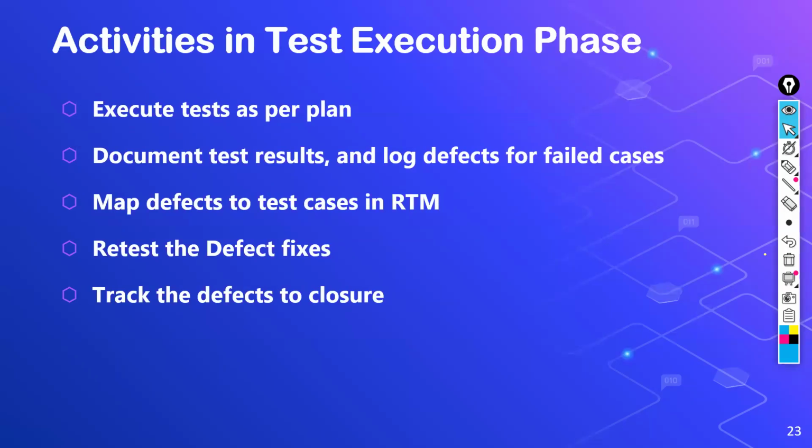So you went ahead with primarily testing whole of your application. That is what you did with this execution phase. So you executed the test, you documented the test results, logged the defects, you mapped the defects to test cases and RTM, you retested the defect fixes, and you track the defects to closure until and unless it is closed. So you keep retesting that.